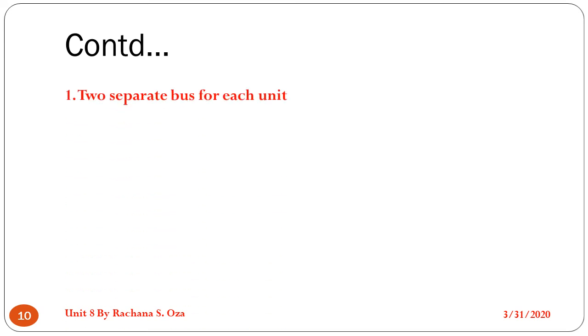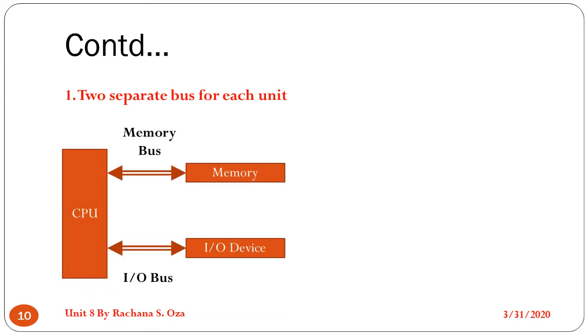So in this diagram you can see the very first thing is two separate buses for each unit. Now you can see the complete schematic of the system. There is one entity, the CPU, communicating with two different entities, memory and IO device. You can see there are two individual buses available. One is a memory bus, the second is an IO bus. Mind well, both the buses are bidirectional. They can carry information from CPU to memory, from memory to CPU, and the same case with IO devices.